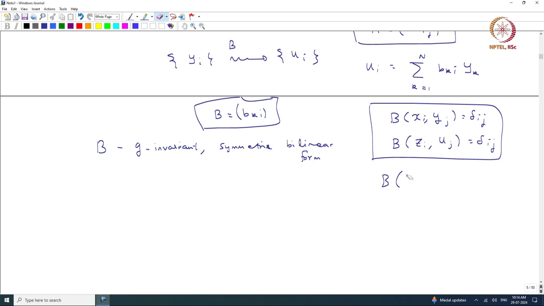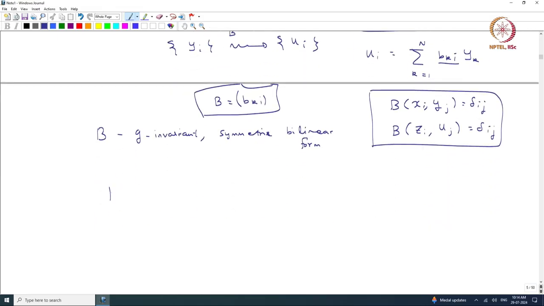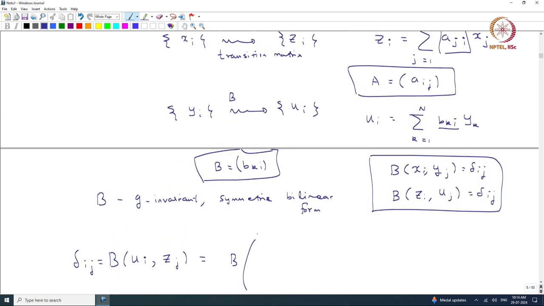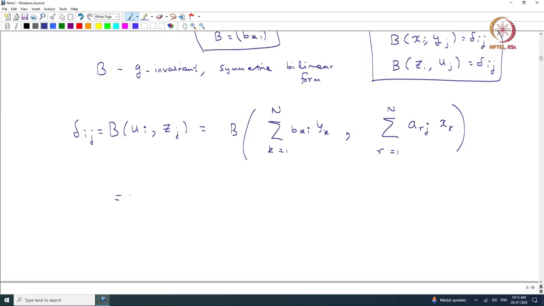Let us just start the computation. We want to understand the relationship between bki and aji. Let us look at B of ui, zj. Because B is a symmetric bilinear form, this is the same as B of zj, ui, which is given by the Kronecker delta ij. Now you can rewrite ui as the summation of bki yk, k ranging from 1 to n, and zj as the summation of arj xr, r ranging from 1 to n. Now use the bilinearity and take out the coefficients, and then you can see that.